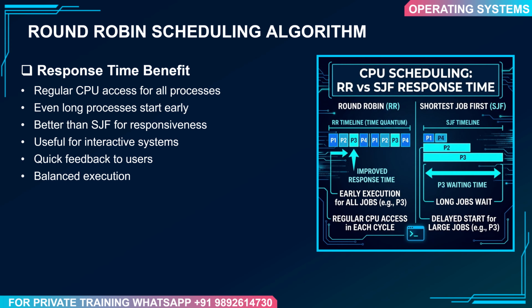Another important benefit is improved response time. Since each process gets CPU time regularly, even long processes start executing early. This is very different from algorithms like SJF, where longer processes might have to wait a long time before getting CPU access. In round robin, even if a process is large, it still gets a chance to run in each cycle. This is especially useful in interactive environments where quick response matters more than total execution time.